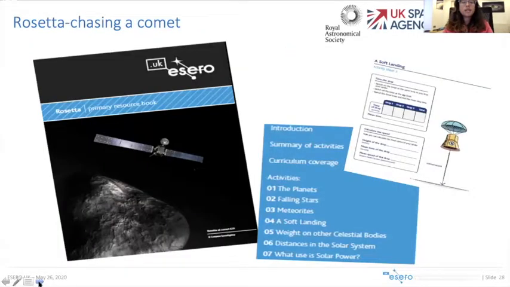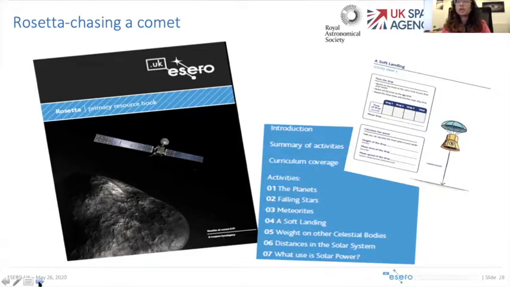The Rosetta Chasing a Comet is a primary resource based on the Rosetta mission from 2014, which went to a comet. And again, there's lots of fun activities and experiments that you could do using materials that you would hopefully have in schools as well. Again, we're not trying to ask you to buy lots of new things because we're aware of the funding situation in schools as well.